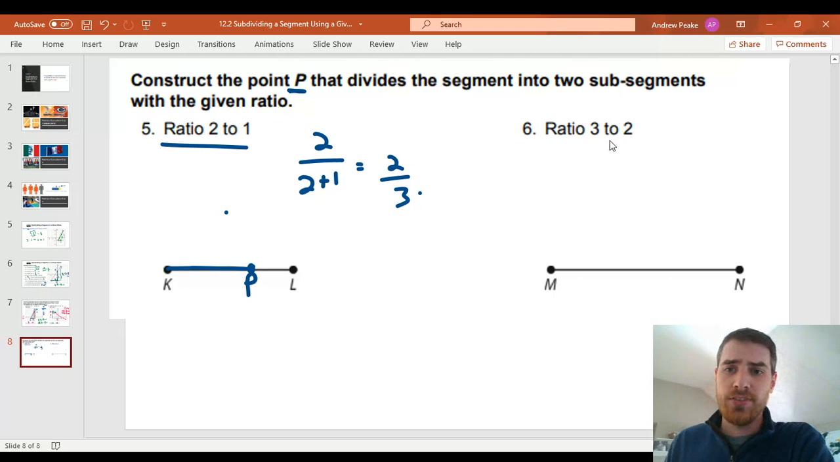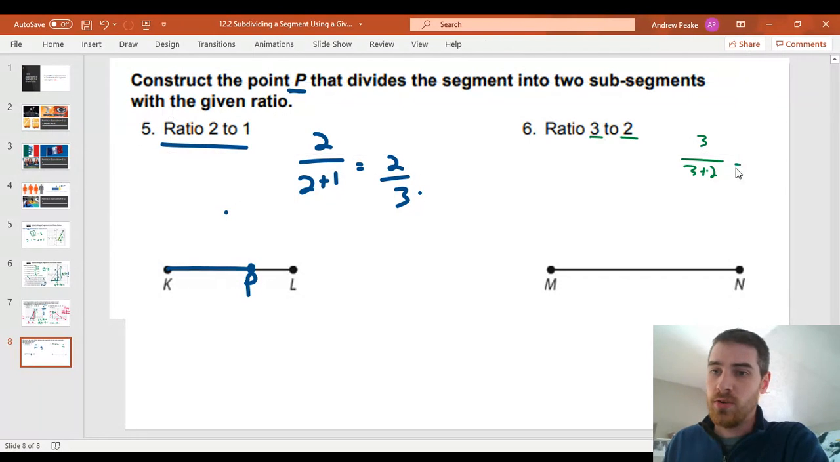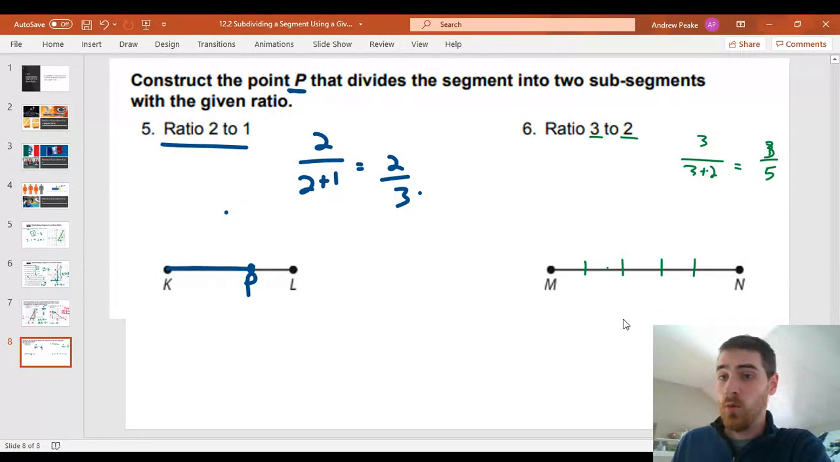Looking at number 6, we'd say a ratio of 3 to 2. So it's going to be 3 plus 2 in my denominator. I'm looking at 3 to 2. So it'd be a ratio of 3/5. So breaking this thing up into fifths, I would half and maybe go a little bit less than half, saying maybe something like that, where I have 1, 2, 3, 4, 5 equal parts. And then I want 3 of them, so I'm going 1, 2, 3.